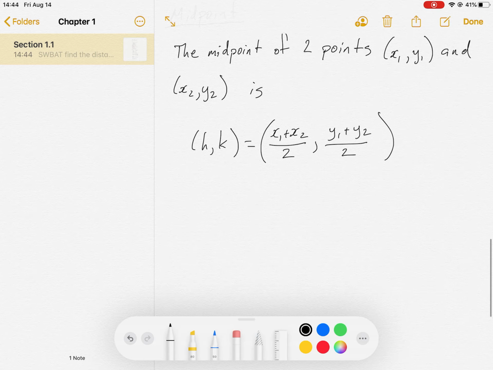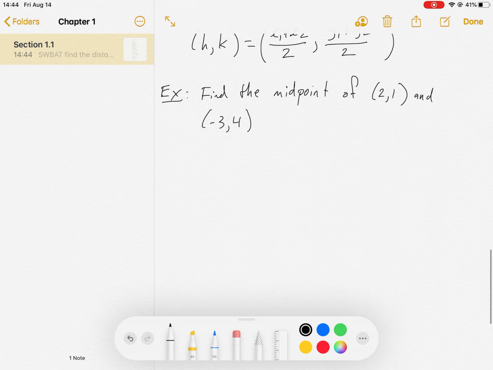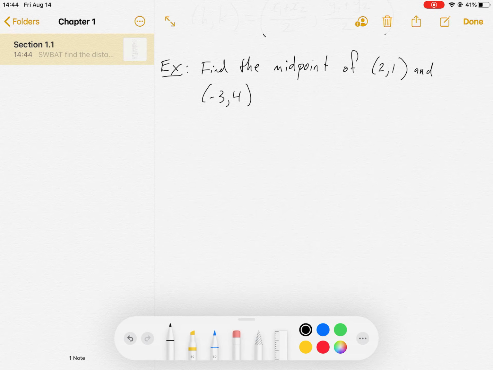So what this means is if we're trying to calculate the midpoint of the 2 points we looked at earlier, 2, 1, and -3, 4, all we would have to do is add the two x values, 2 plus -3, and divide by 2. And then also add the two y values, 1 plus 4, and then divide by 2.